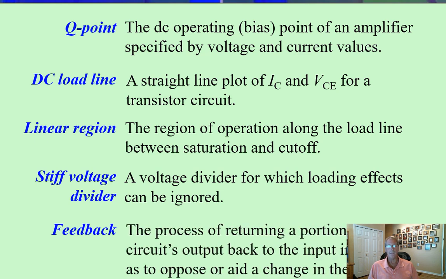And then feedback returns a portion of the circuit's output back to the input, usually as a voltage, to oppose or aid a change in the output. Now, if it opposes it, it's called negative feedback. If it aids it, it's positive feedback. We do use positive feedback in some circuits, primarily oscillators, which we talk about later.